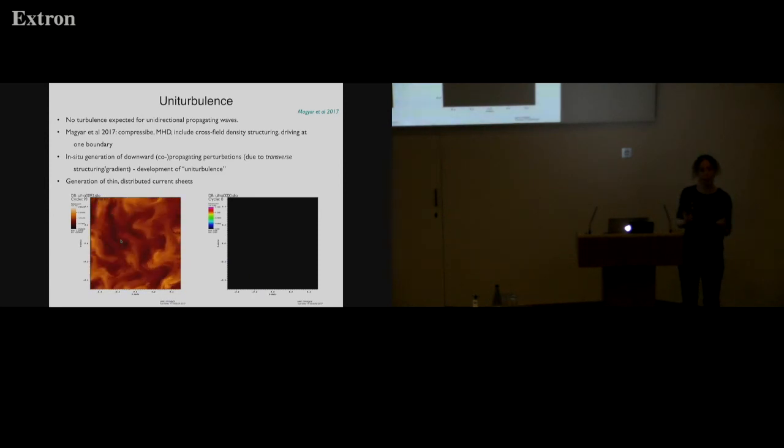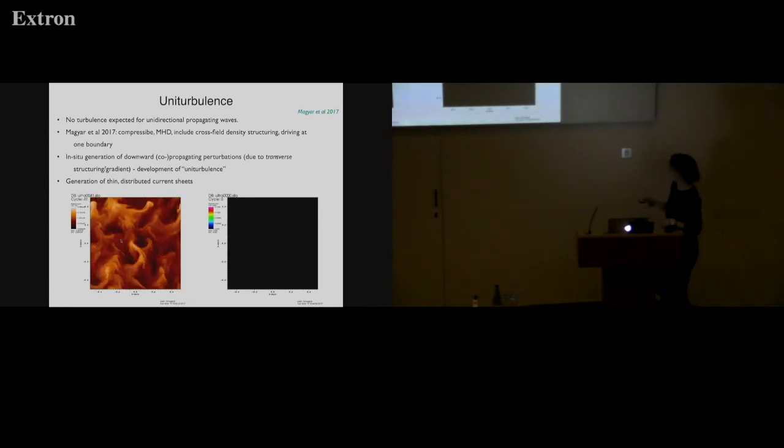Okay, so they generate the upward propagating waves, and they found that the transverse density structuring automatically generates a downward propagating component that travels with the upward propagating wave. And they coined the term uniturbulence for this.